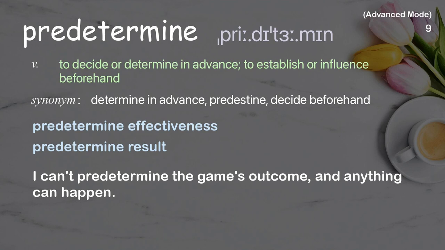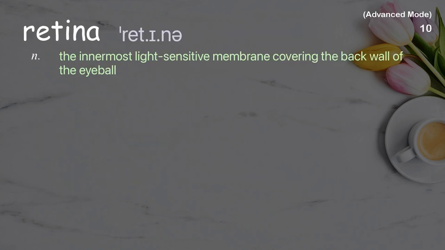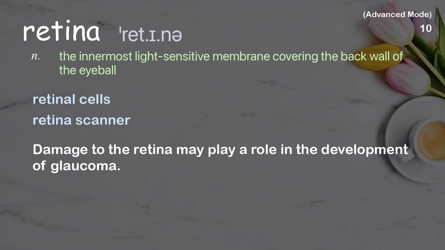Retina. The innermost light-sensitive membrane covering the back wall of the eyeball. Examples: retinal cells, retina scanner. Damage to the retina may play a role in the development of glaucoma.